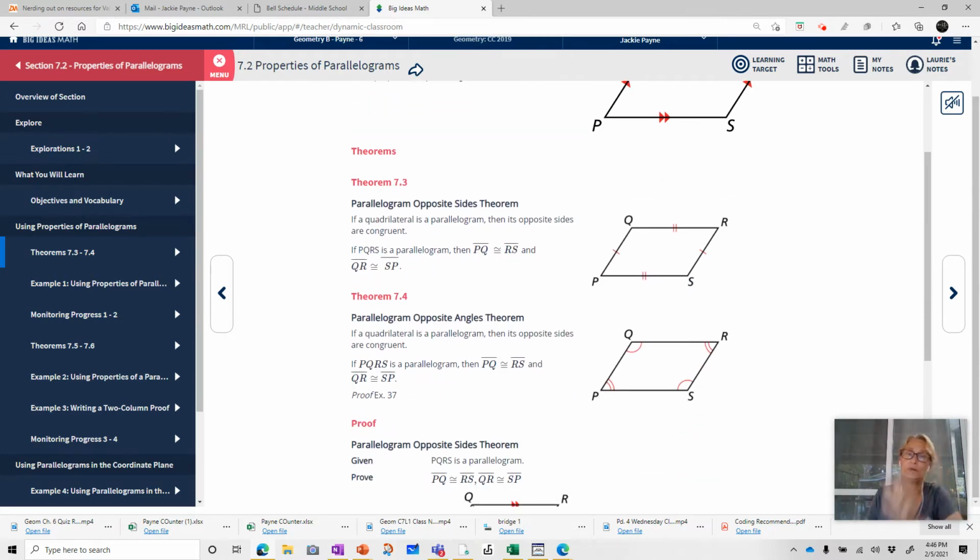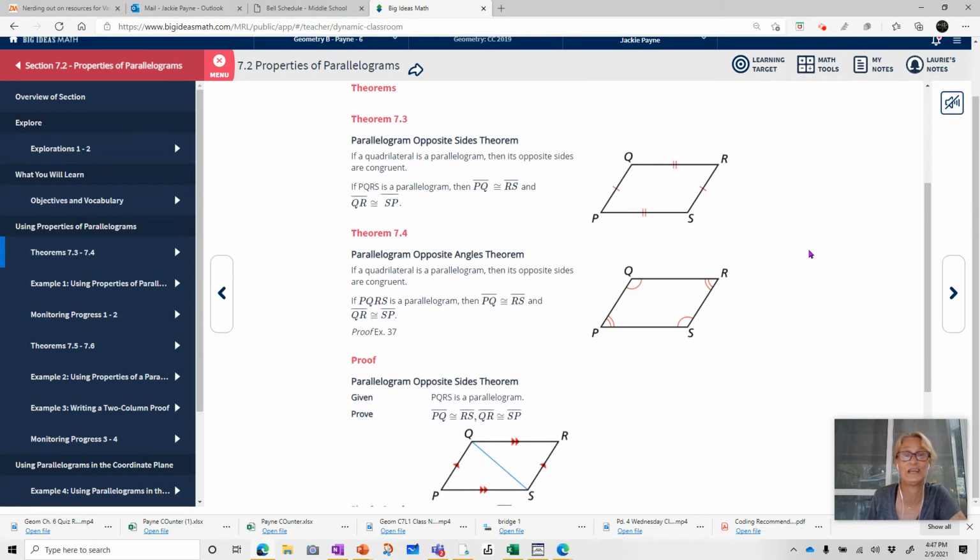Now, Theorem 7.3 says, if a quadrilateral is a parallelogram, then its opposite sides are congruent. So if you know that they're parallel, then PQ is congruent to RS and QR is congruent to SP. Very handy. We also have a theorem that says the angles that are opposite are congruent. So Q is opposite S, and see how they're both the big angles? Those are congruent. And R and P are also congruent. You see that they're small angles. So that's the opposite angles theorem.